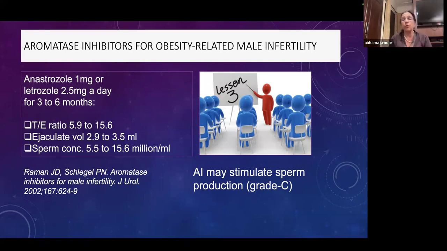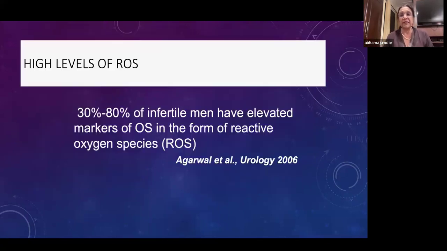And the results don't come within days or weeks or months. It takes 3 to 6 months to find the T/E ratio changing, the ejaculate volume changing, and the sperm concentration changing. So if they have to go on aromatase inhibitors without or with treating their obesity also, it may take a good amount of 6 months.